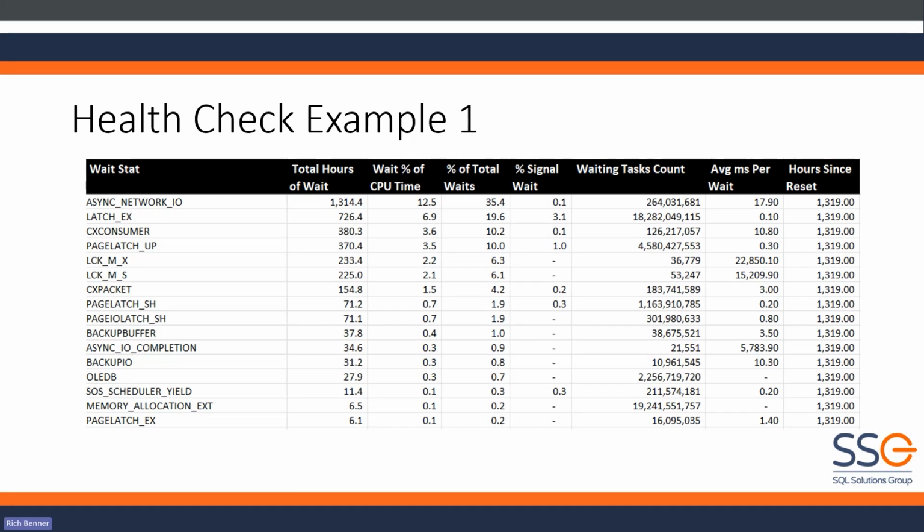CX consumer is parallelism. It happens. Not too concerned at this point. And then you've got page latch, which is like latch, but for data. We talked about that. Something's taking locks. Not necessarily an issue, but it's something we'd look into. And then you've got your lock waits. So that's your classic blocking.